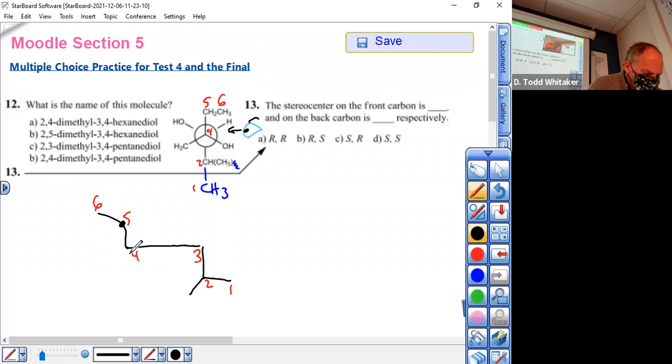Okay. Now, what about carbon 4's OH? Is that sticking away from your eye or towards your eye? It's towards your eye and a little below your eye. Towards you is called a wedge. And a little below just means underneath horizontal.